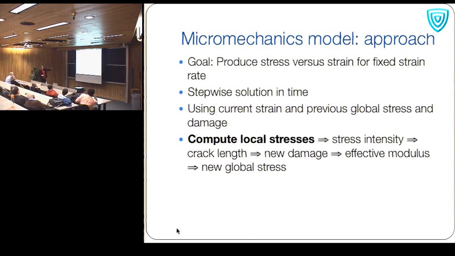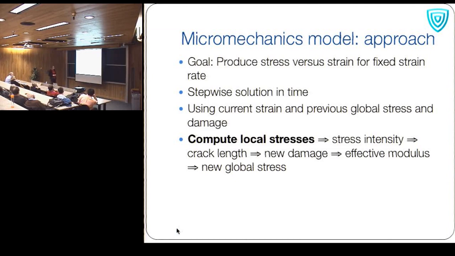We're producing the stress versus strain for a fixed strain rate, and we're doing a stepwise solution in time to do this. You could imagine if this was operating at a particular integration point of a finite element model, each one of these time steps would be a load step at the larger scale. The larger scale model would call down and say, okay, the strain's increased by this much, what's the new stress and damage level, and then go back up. But for now, we're just using the constitutive model, so we're just looping through time uniformly.